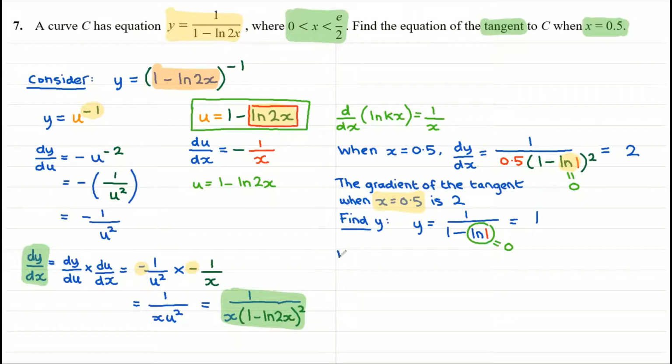So we've got the gradient, m, which is 2. After all that work, we've got some really nice numbers. We've got x1, the x coordinate, which is 0.5, and we've got y1, the y coordinate, which is 1. This is what's going to go into our formula for the equation of a straight line. Let's sub everything in. So y subtract y1 is equal to the gradient multiplied by x subtract x1.